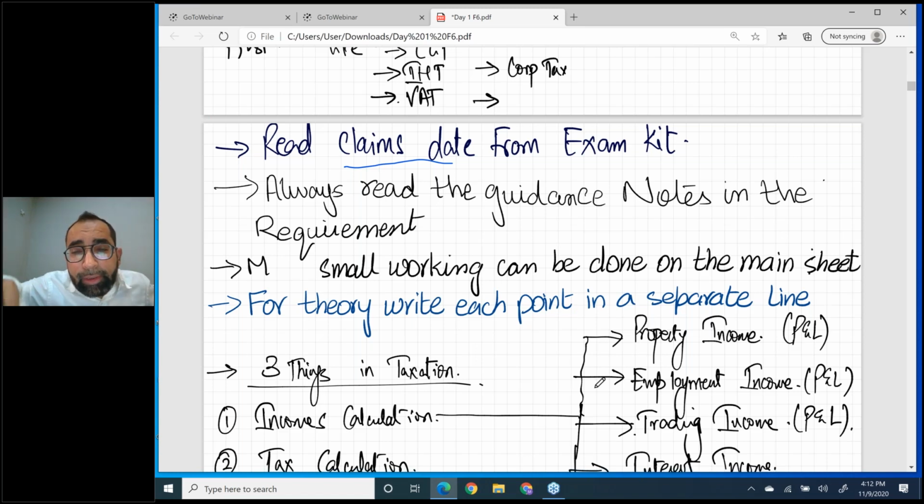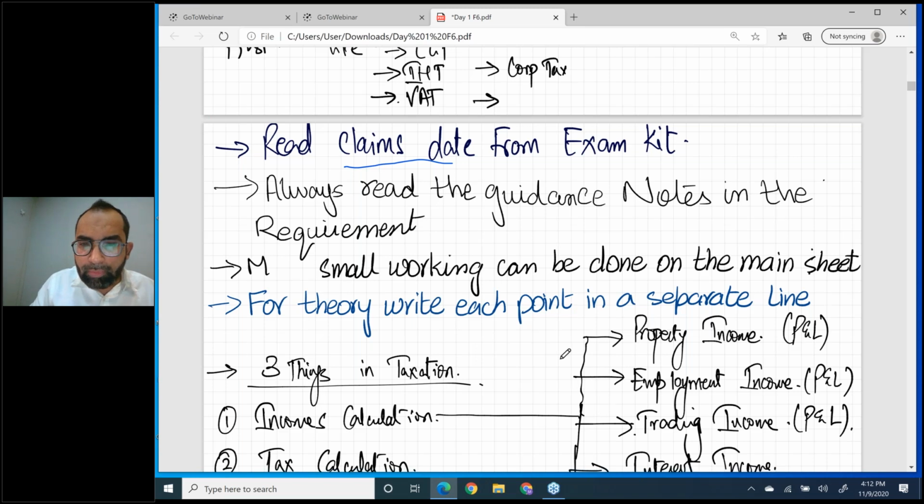In the requirement, the examiner sometimes says to start from PBT, or sometimes the examiner says to start from profit after tax, or sometimes profit before interest and tax. So you must read the guidance notes so that you do what the examiner is asking, right? In this way your time will be saved. Specifically the examiner has written these lines in the examiner report, that students make this mistake. So read the requirement carefully with open eyes, right?